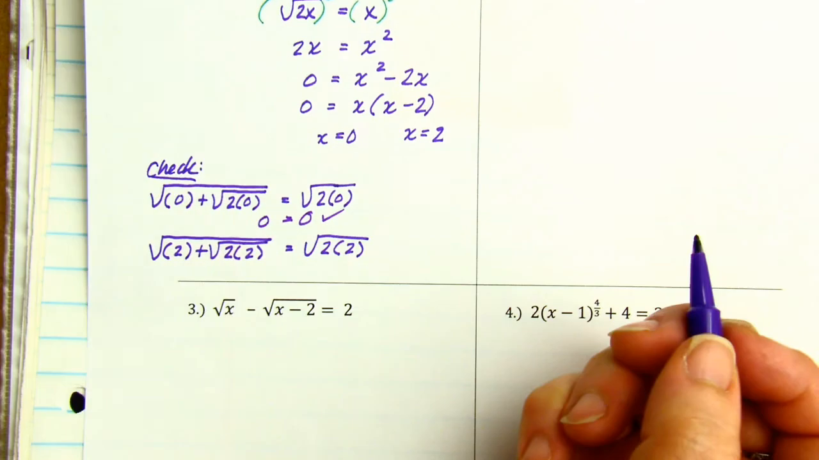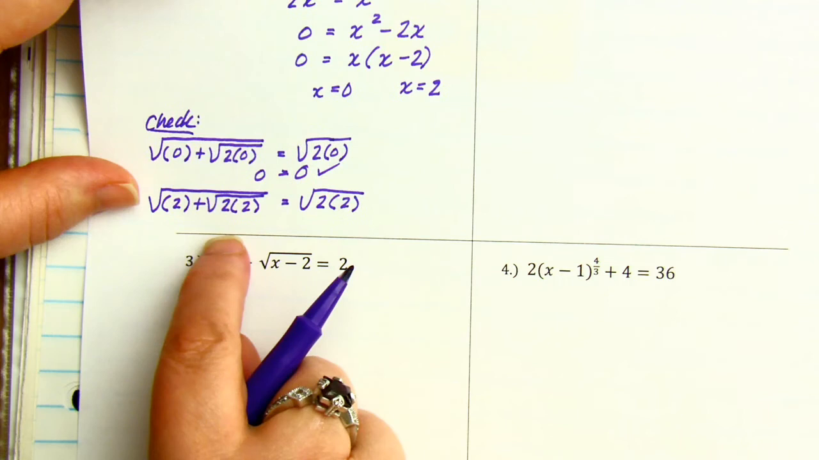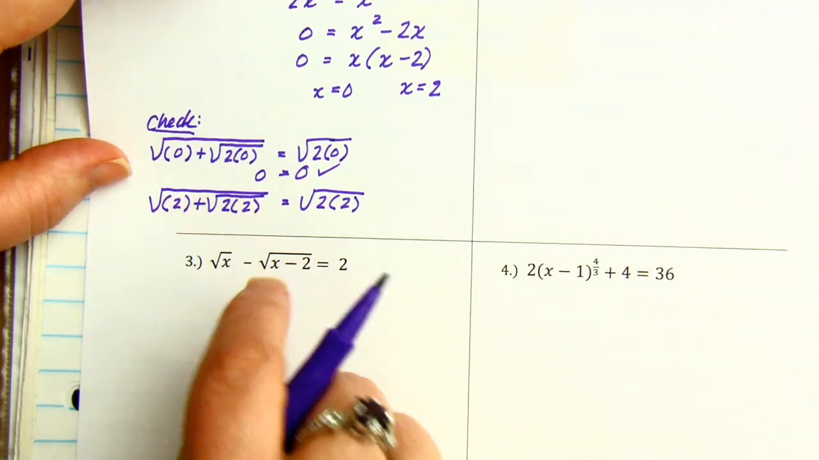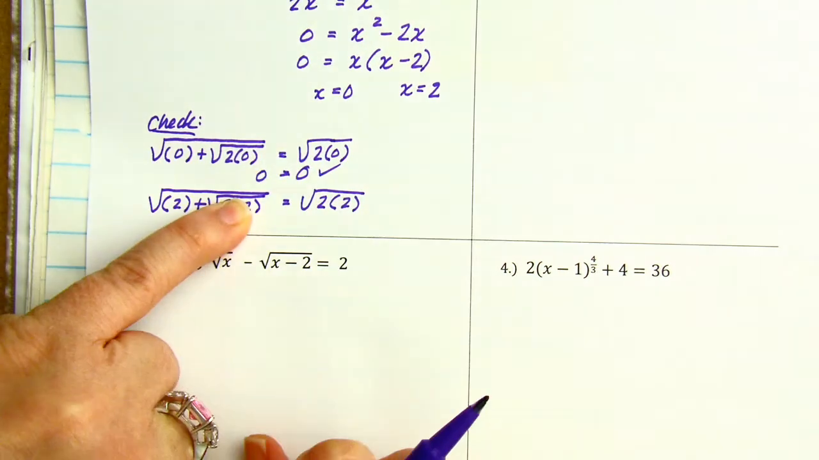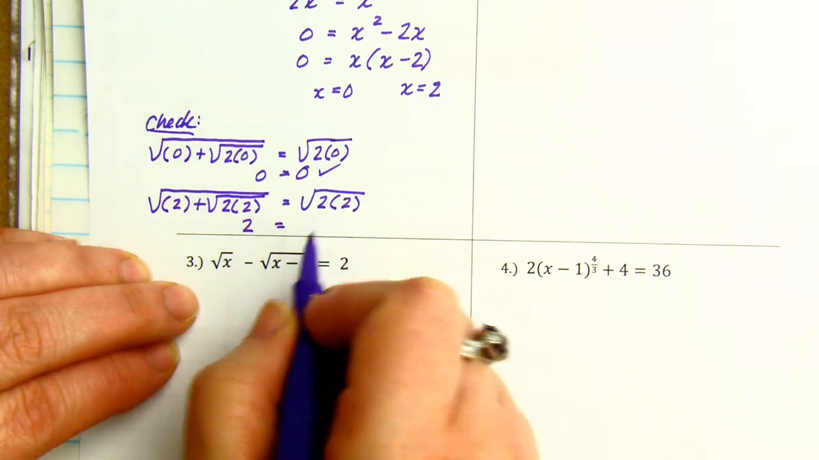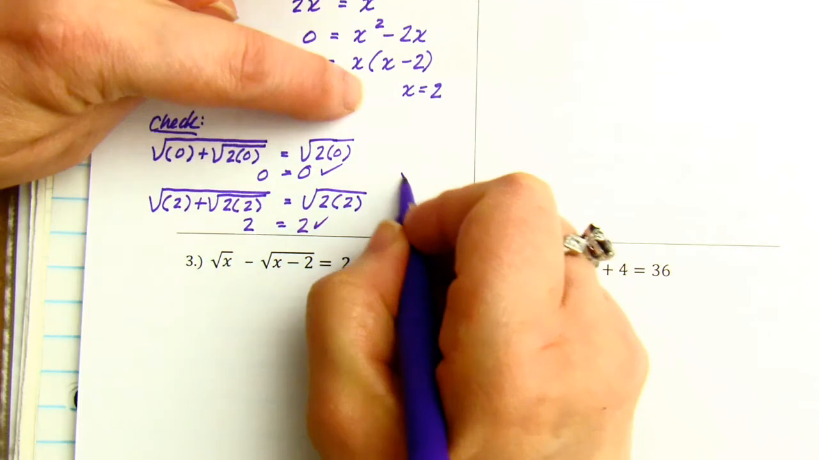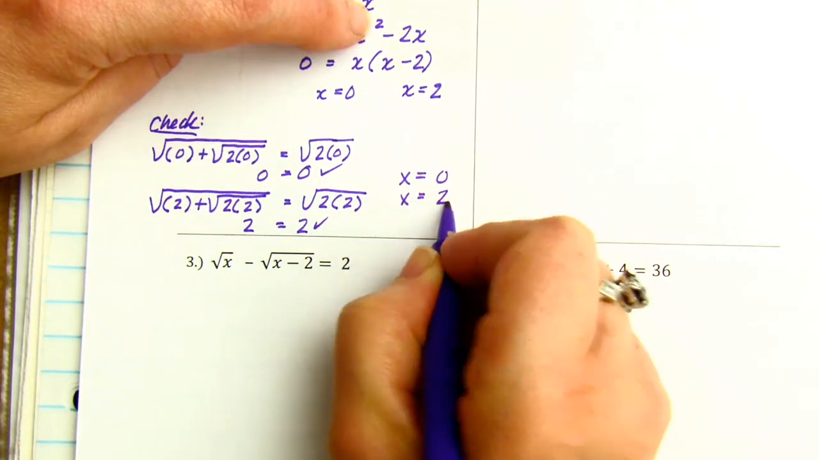And that one works. This one, a little more thinking, not too difficult. 2 times 2 is 4. The square root of 4 is 2. 2 plus 2 is 4. The square root of 4 is 2. This is the square root of 4, 2. So because my checks work, my solutions are 0 and 2.